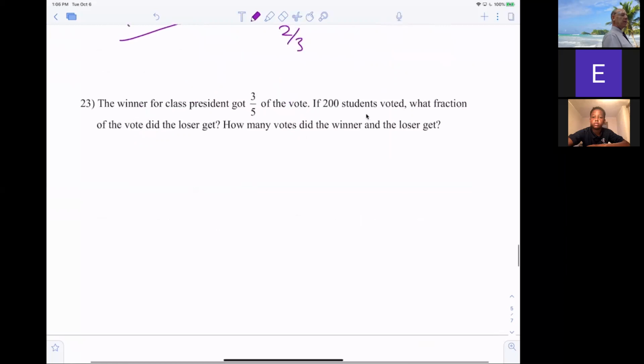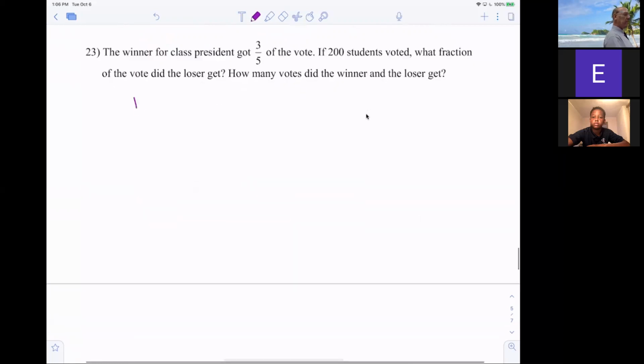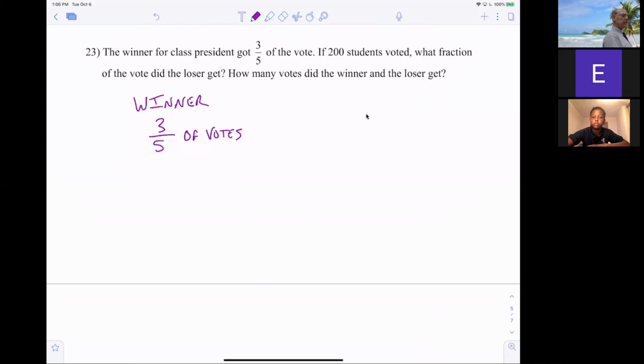All right, now 23 is kind of tricky. All right, Trey, you think you can do it? The winner for class president got 3/5 of the vote. All right, so hold up. I want everybody to write down winner. The winner receives 3/5 of the votes. Okay, keep reading now. What fraction of the vote did the loser get? Okay, so now I have the loser. He got 2/5. Very good.